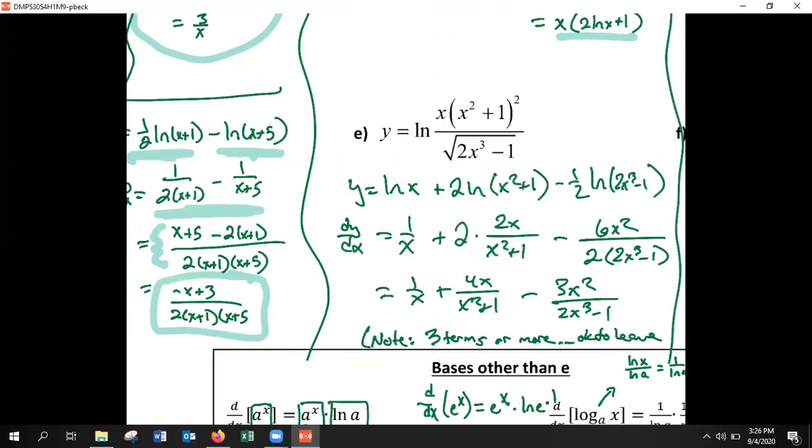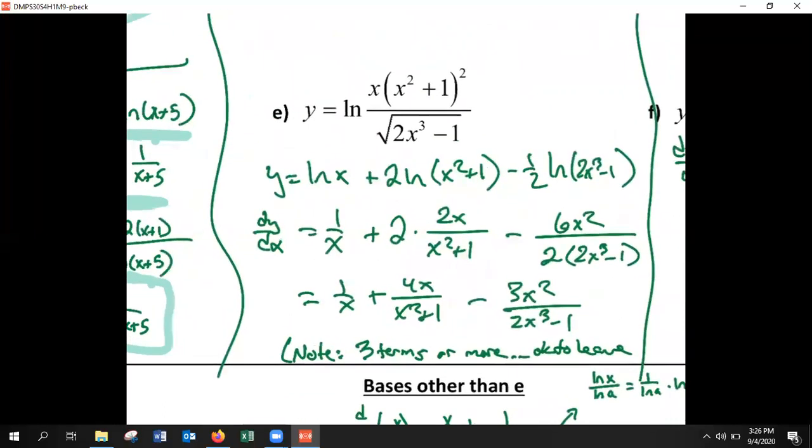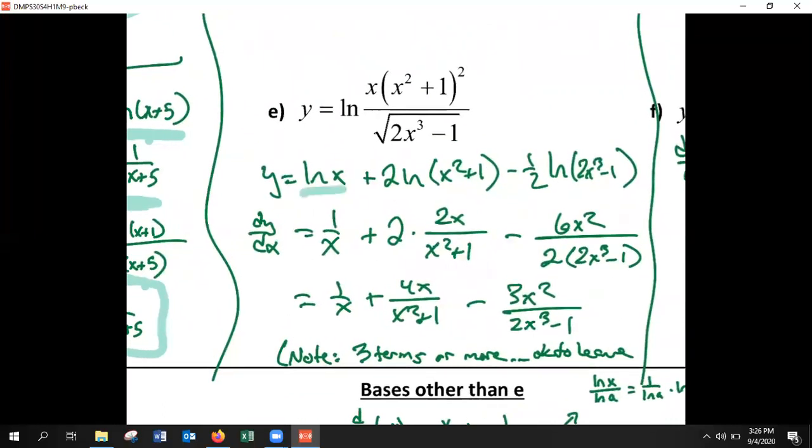For E, let's go ahead and break it into 3 terms. Natural log of x, that multiplication means plus 2 natural log of x squared plus 1, and then minus, because it's in the denominator, 1/2 natural log of 2x cubed minus 1. Now, with all of that said, what ends up happening is we take our derivative, 1 over x, that one's pretty straightforward. 2, I wrote this as just the derivative over what's inside, derivative over what's inside.